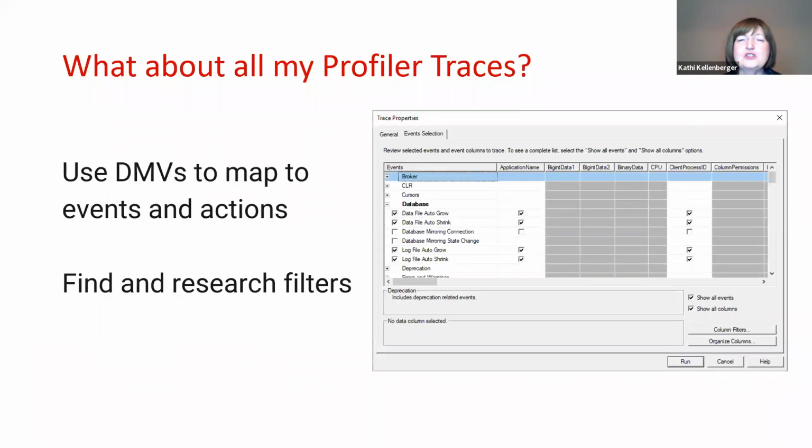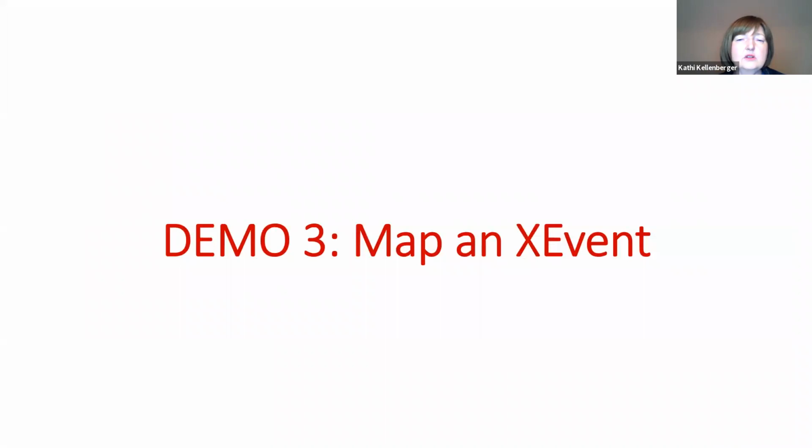Okay, so I've mentioned Profiler and Trace frequently throughout this session. If you're like me, you have certain favorite traces that you use, or it seems like it's just easy to figure out what you need, and you might have traces already on your servers that you're going to need to replicate somehow. So how in the world do you map these things? They're not going to map one-to-one. So let's take a look at that.